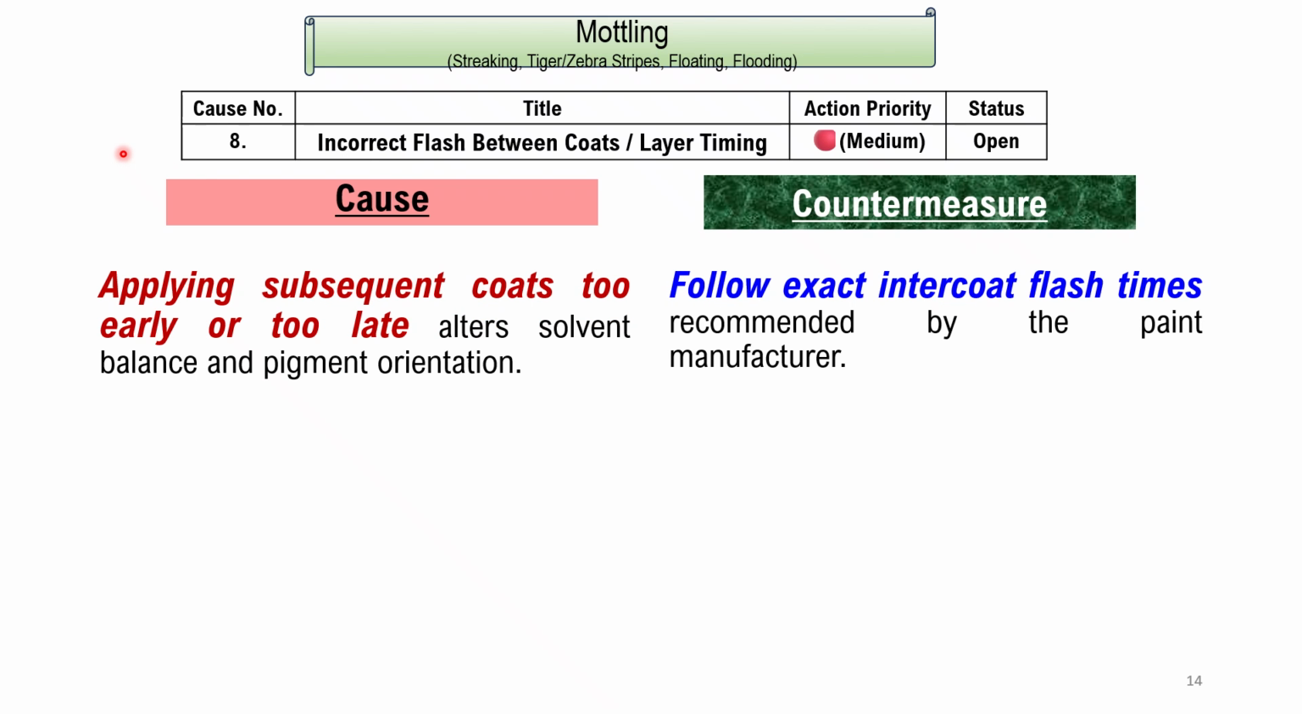Next, number 8, probable cause of mottling could be incorrect flash between coats, that is, layer timing. It can be explained as applying subsequent coats too early or too late, which alters solvent balance and pigment orientation. Therefore, follow exact intercoat flash times recommended by the paint manufacturers.